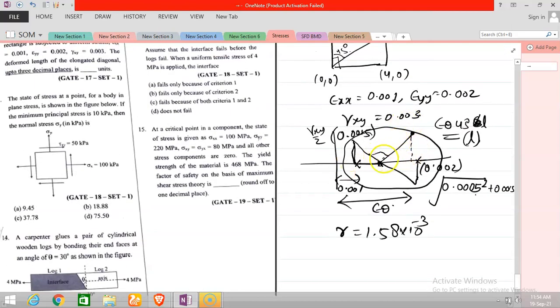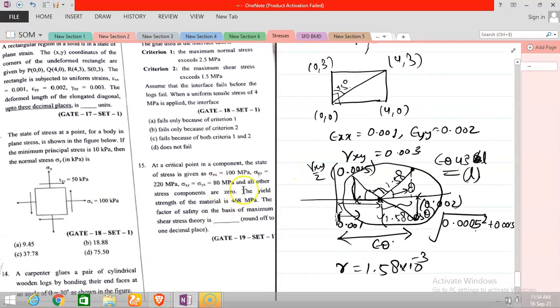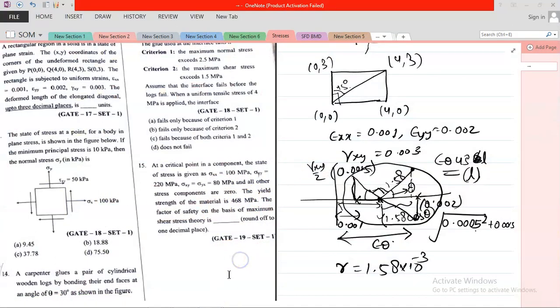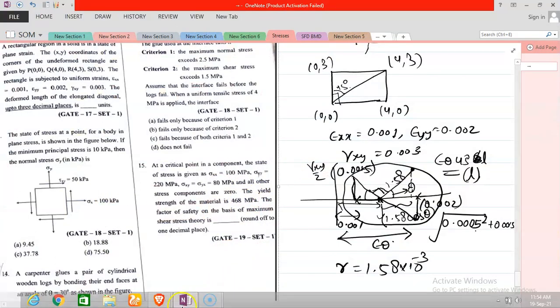Suppose this is your radius 1.58, and you know this theta, you can subtract from 180 to get this theta. Then you project this along this axis, you get 1.58 cos theta. You can get this value, and just add it to the center value, you will get the elongation of the length. If you find this difficult, ping me, and we will discuss in the next class.